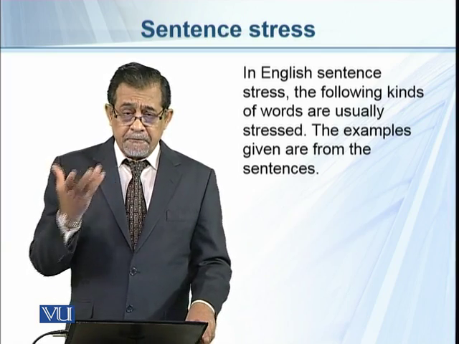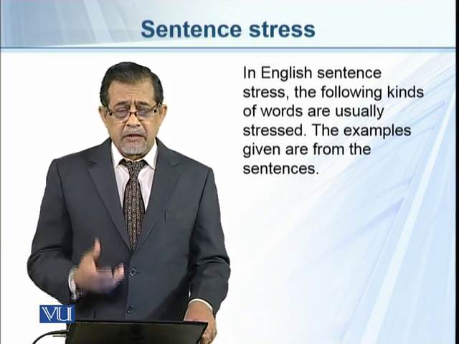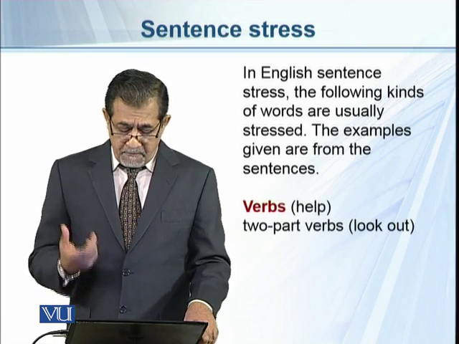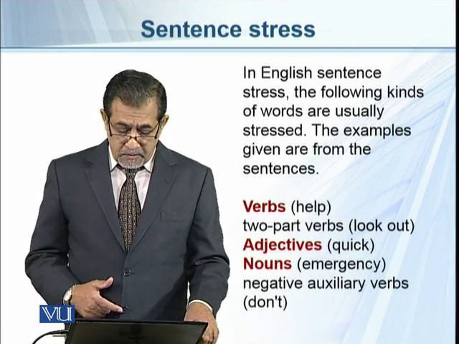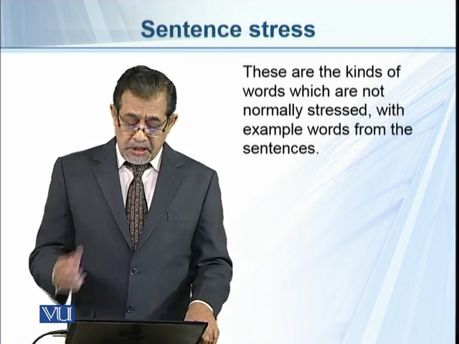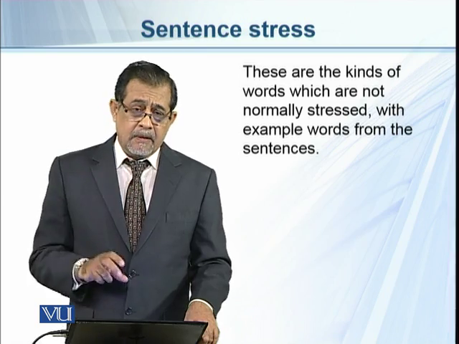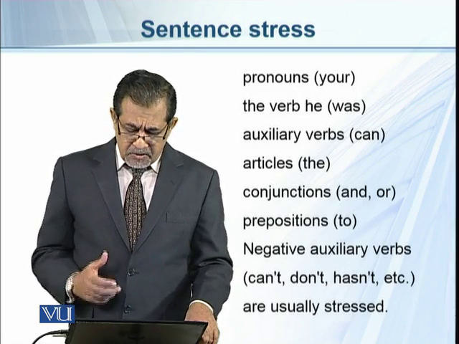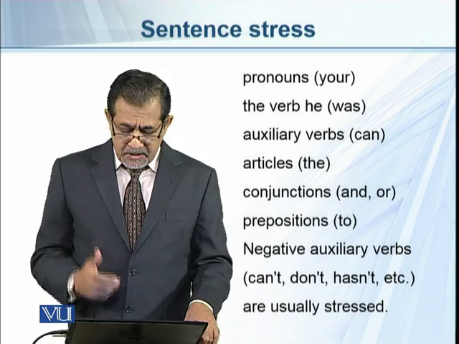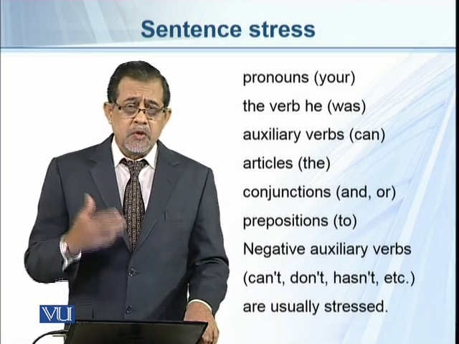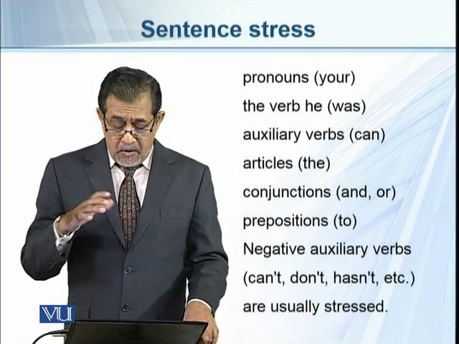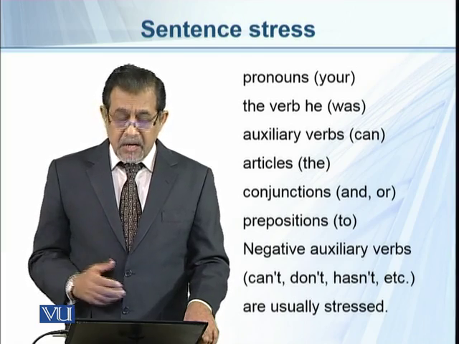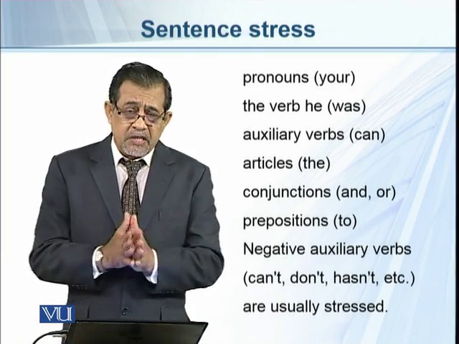In English, we have parts of speech, and certain parts of speech take stress in a sentence, and certain ones usually do not. For example, verbs, adjectives, and nouns usually take stress, and they are the main content words. They convey the meaning in a sentence. However, pronouns, auxiliary verbs, articles, conjunctions, and prepositions usually do not take stress in a sentence. Negative auxiliary verbs like can't, don't, hasn't, etc. are usually stressed.